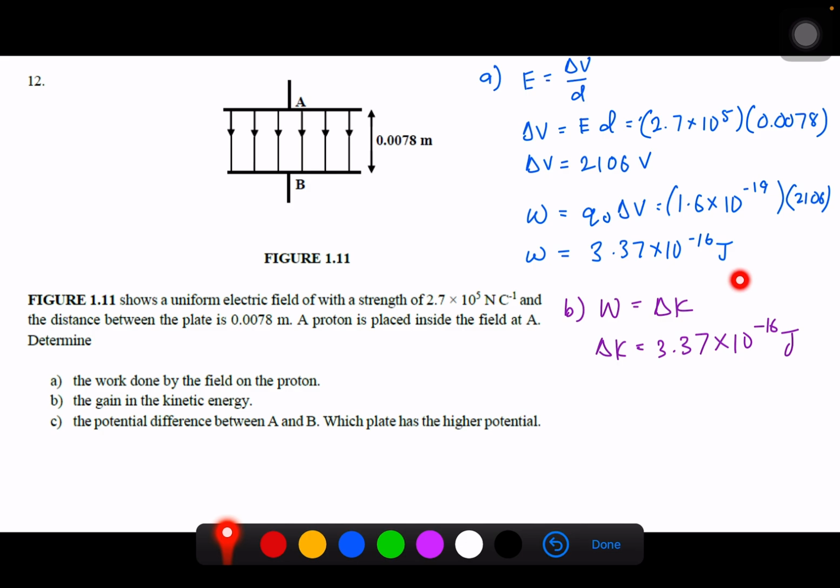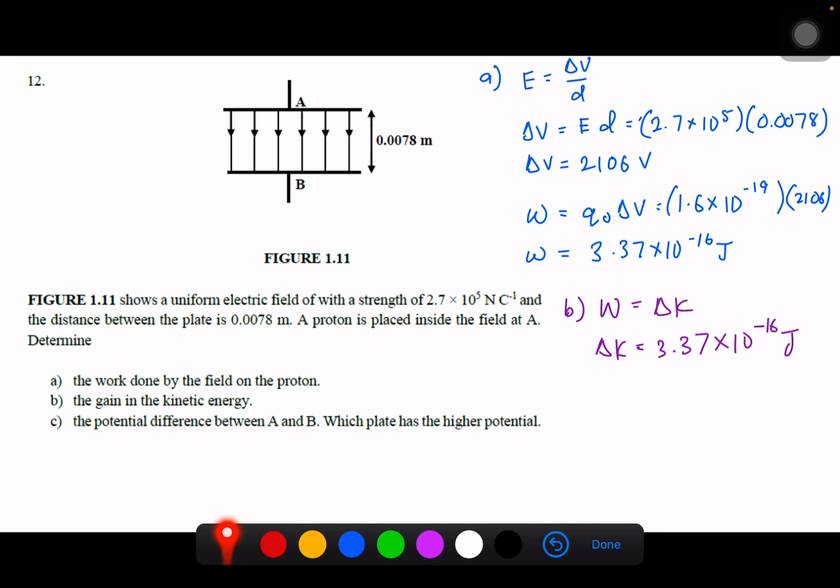Question B, they want to find the gain in the kinetic energy. So if you still remember from last semester, chapter 5 energy, where you have the work energy theorem, where work is equal to delta K. So work done on an object or charge will result in a gain in kinetic energy. So here it is basically work equals delta K.